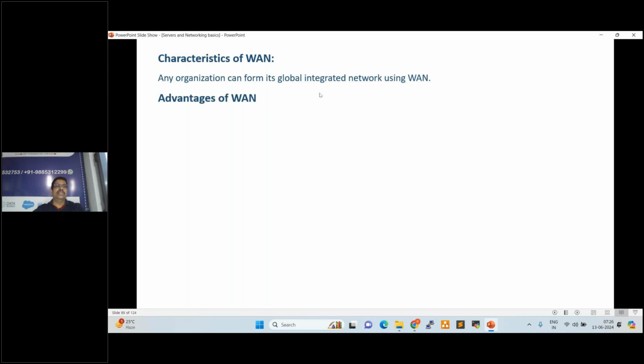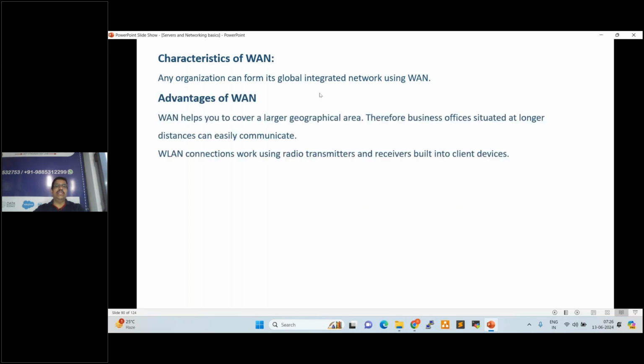Advantages. WAN helps you cover a larger geographical area, therefore business offices situated at longer distances can easily communicate. WAN connections work using radio transmitters and receivers built into the devices. Normally it is country to country, continent to continent. For example, one region is in Mumbai, one region is in USA, one region is in Australia. If you want to establish the connection by using WAN connectivity, we can establish it.